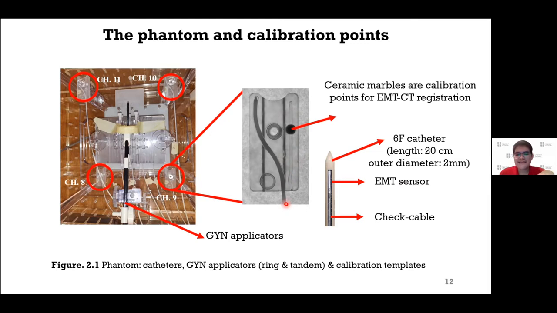Inside these templates, there can be a 6F catheter. Inside the catheter, the check cable with the EMT sensor travels through it in order to reconstruct its path. Here, there are more other catheters in the phantom. Also, there's a gene applicator, which is for gynecological cancer.